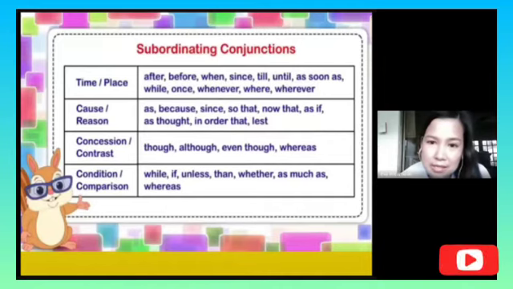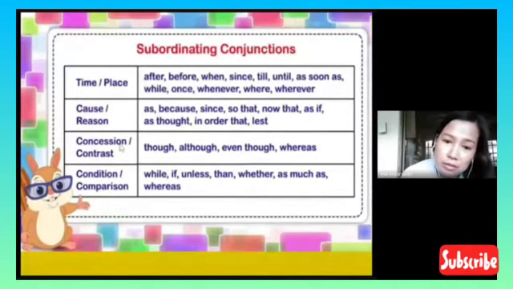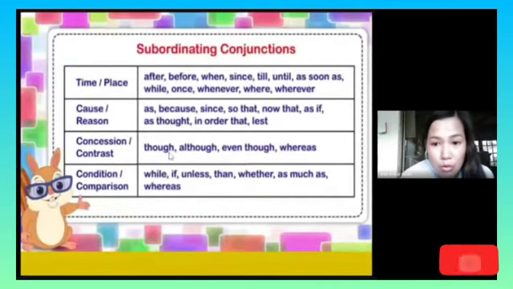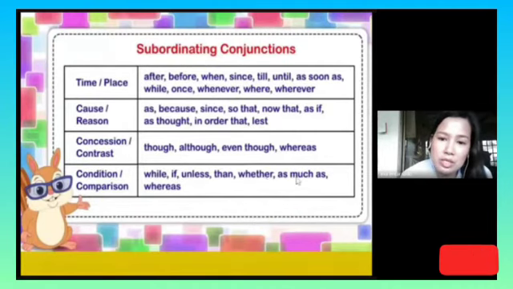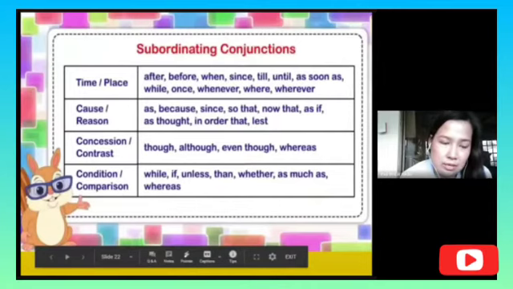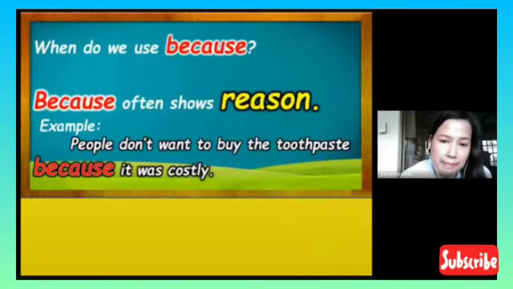Okay? Next is concession or contrast. When you say concession or contrast, it's just a contrasting idea, a different or opposite idea. When your sentence is like that, use though, although, even though, whereas. For condition or comparison, when you compare things: while, if, unless, than, whether, as much as, whereas. Okay? So here are more examples.